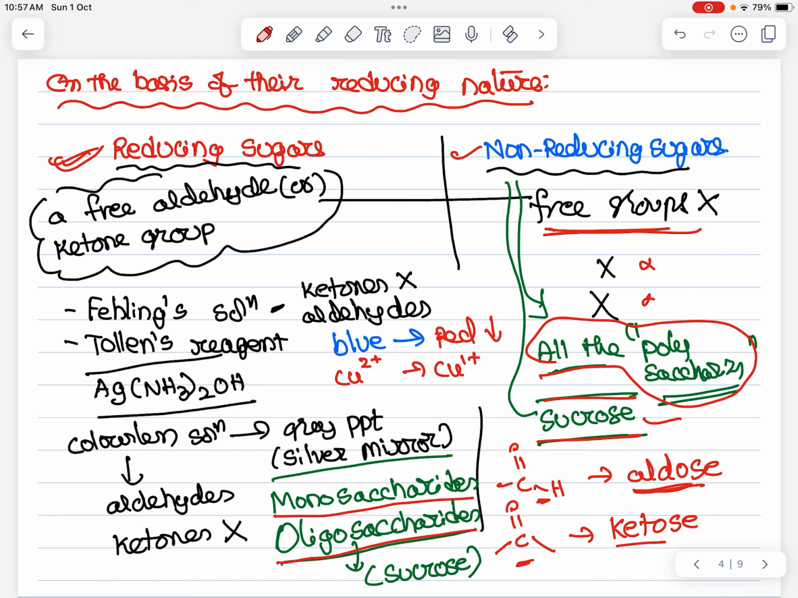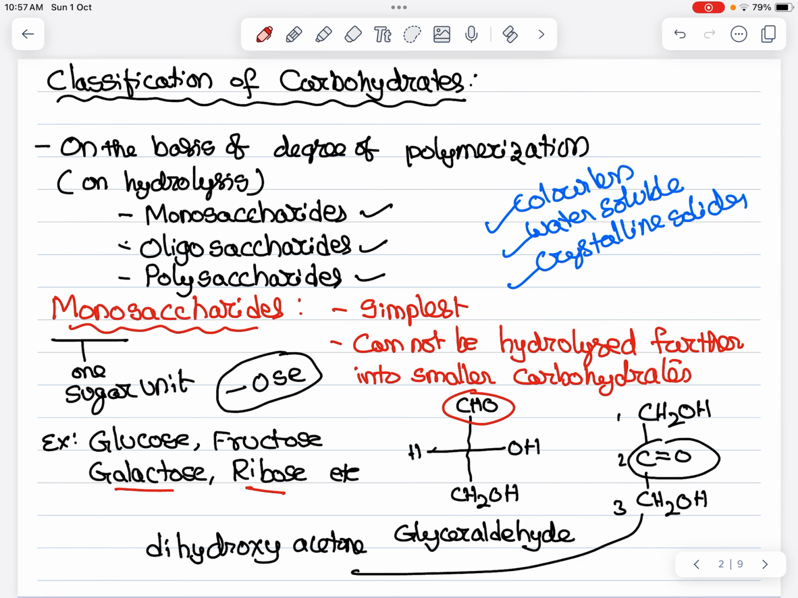So this is for today, and tomorrow we are going to discuss the structure of monosaccharides, that is glucose, maltose, lactose, and so on.